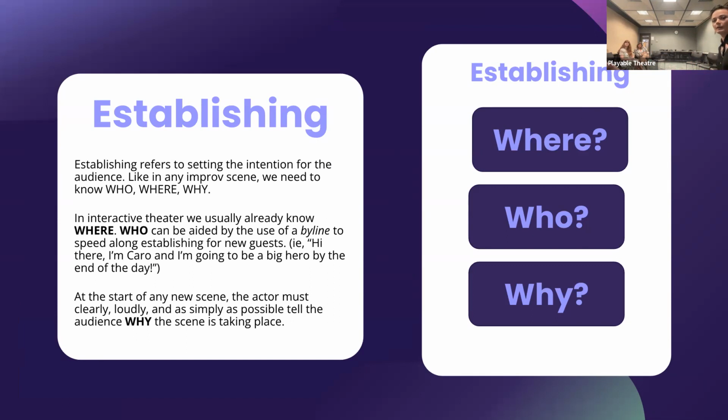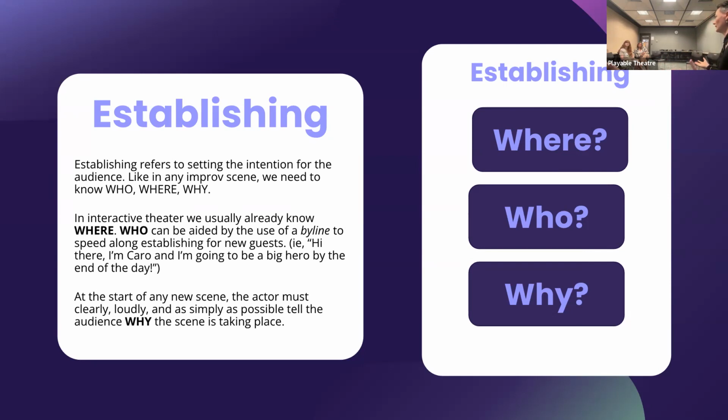So establishing, just like with improv, we want to know who, where, and why. The why really is the critical part of this, because hopefully they know who you are if you're interacting with them. If not, then that is aided by the use of a byline. A byline is a one-sentence snappy thing that tells that person who your character is. And we're going to develop that a little bit later.